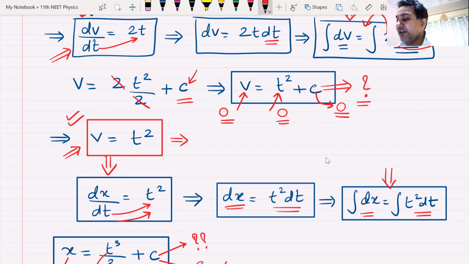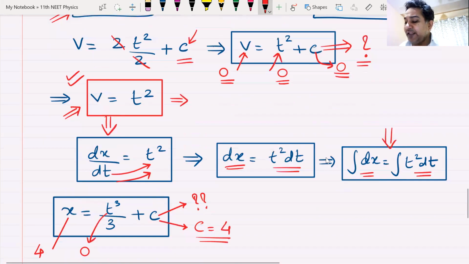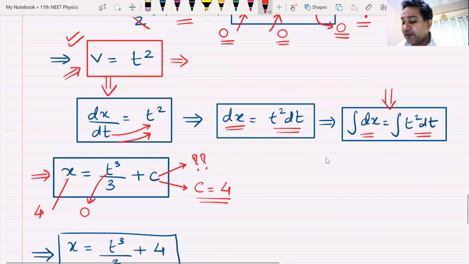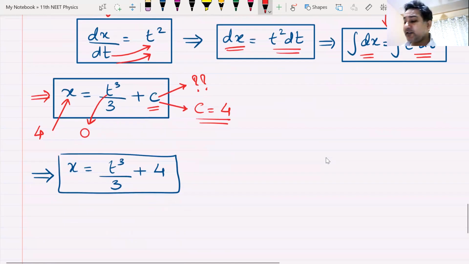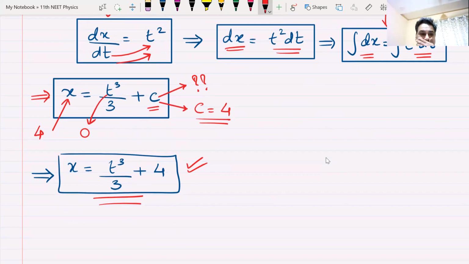Next step, I put the integration sign. Next step, I integrated it. So I get x is equal to t cube by 3 plus c again. C is unknown. How do I get c? At time t is equal to 0, x is equal to 4. And that is how I arrive at the result, x is equal to t cube by 3 plus 4. Anyone has any doubts, please raise it now.